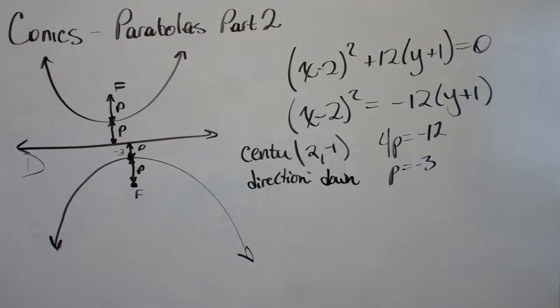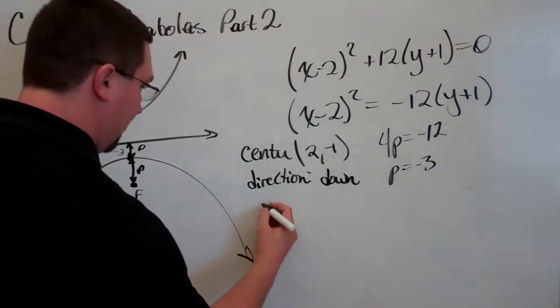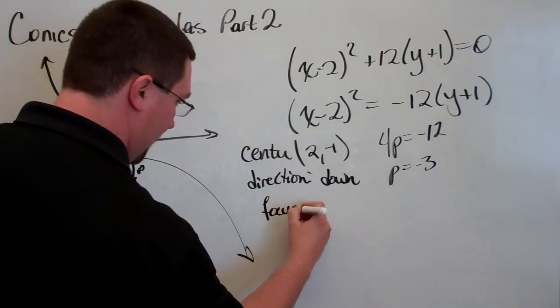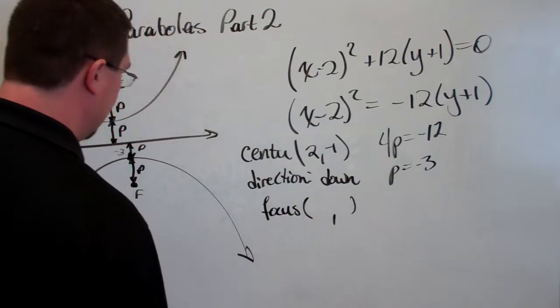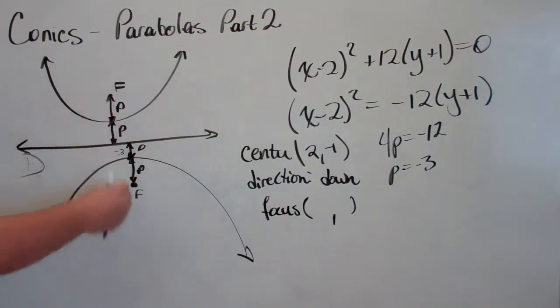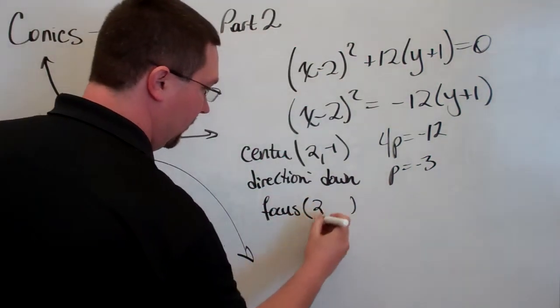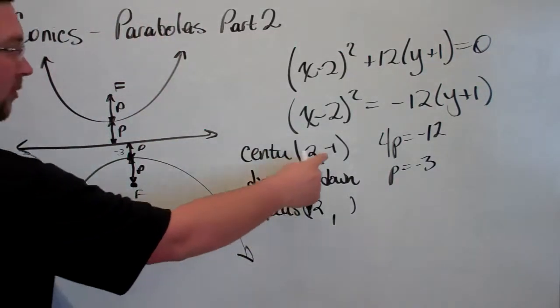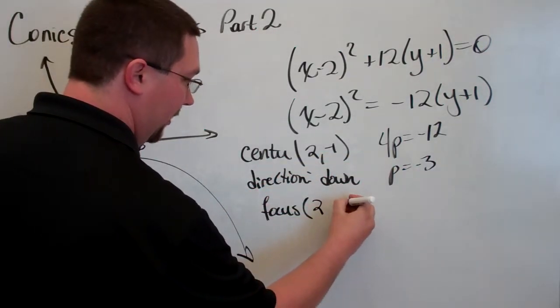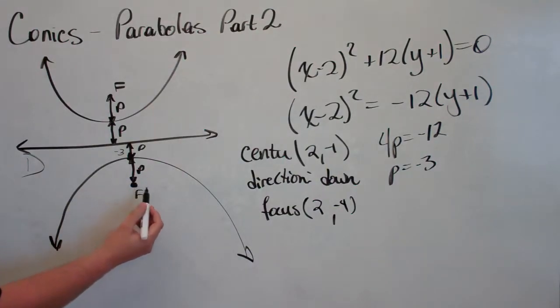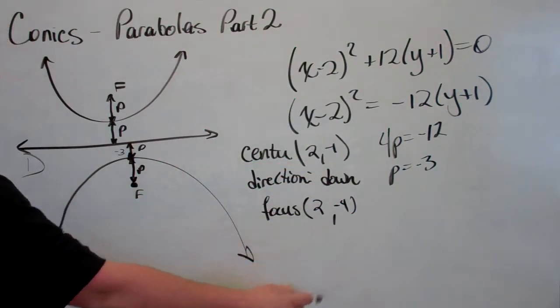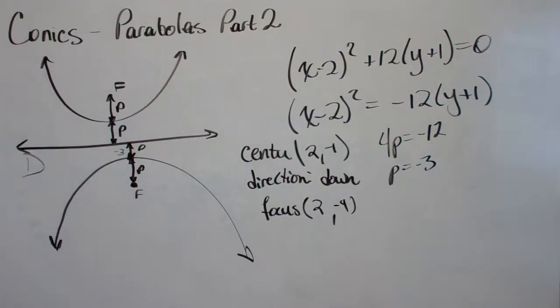Now, the focus point. Since our parabola opens down, our x value is going to be the same because it's on a vertical line. So that's going to be 2. And now we're going to do negative 1 minus 3 to get negative 4. So our center is (2, negative 1). Our focus is (2, negative 4).